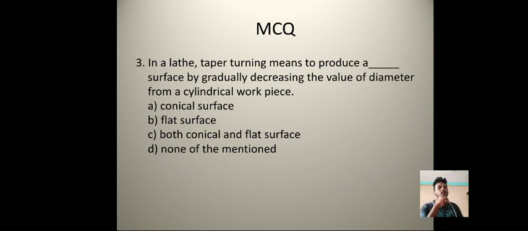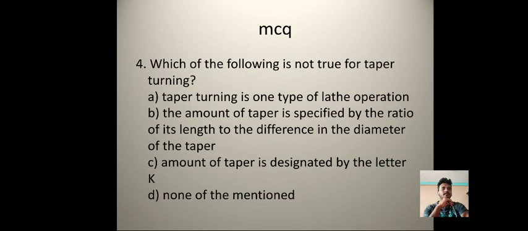In a lathe, third question, taper turning means to produce a dash surface by gradually decreasing the value of diameter from a cylindrical workpiece. Option A, conical surface. Option B, flat surface. Option C, both conical and flat surface. Option D, none of the mentioned. The answer is option A, a conical surface.